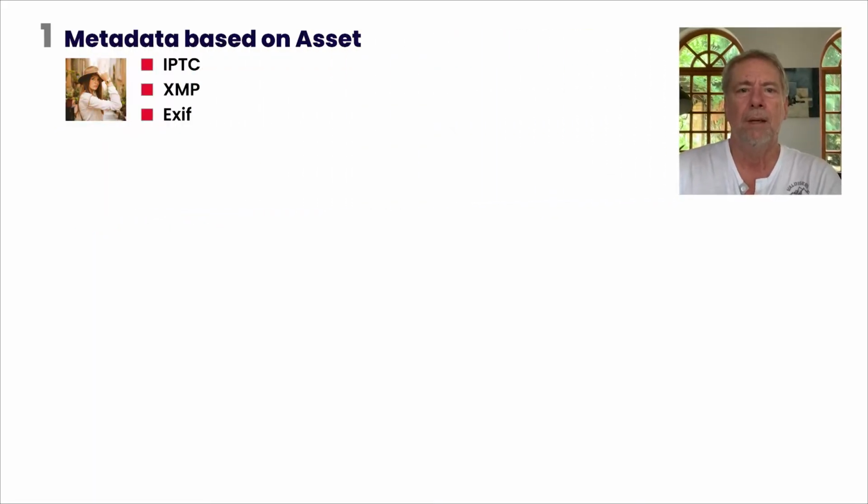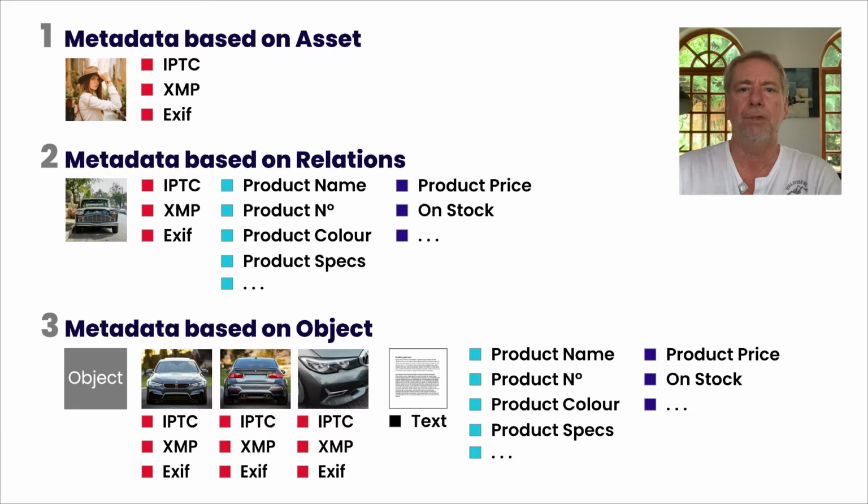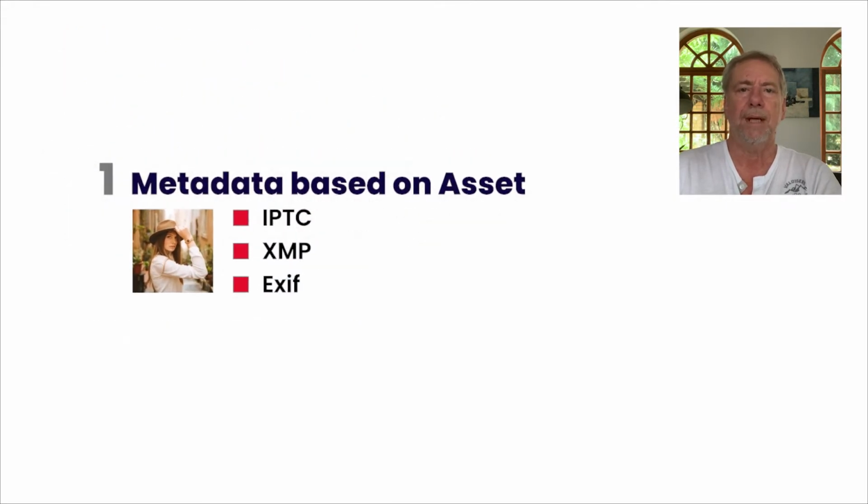Number 1, metadata based on an asset by using IPTC, XMP and EXIF data. Number 2, metadata based on relations between DAM, PIM and ERP systems. And the third one is metadata based on objects, mostly used in a DAM or a PIM system. But let's start with the easiest one, the standard metadata based on an asset.